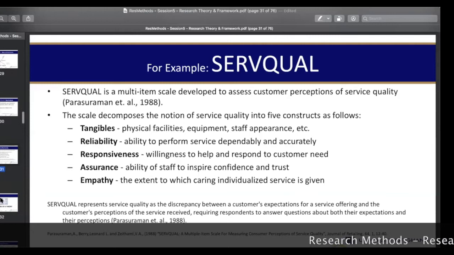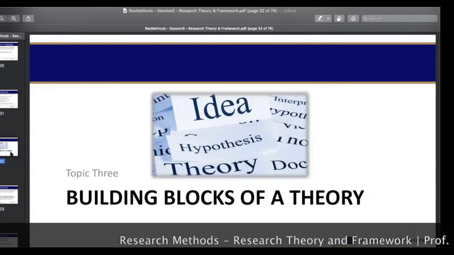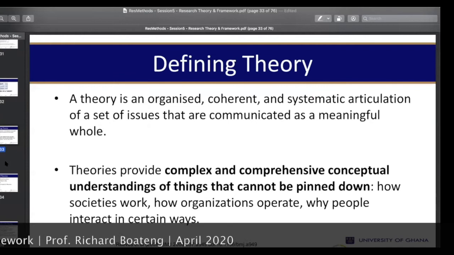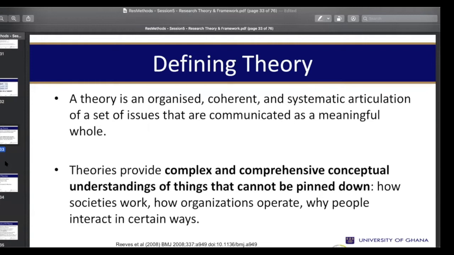Then, let's look at the building blocks of a theory. So what are the components of a theory? Now that we know how people conceptualize, what are the components of a theory? Theories are an organized, coherent and systematic articulation of issues that are communicated as a meaningful whole. I mentioned that theories are a set of general propositions which are used as principles of explaining observed phenomena, apparent relationships in observed phenomena.